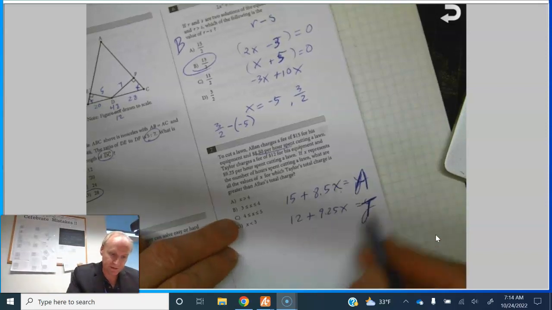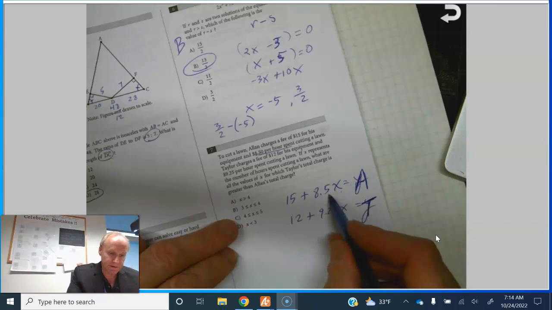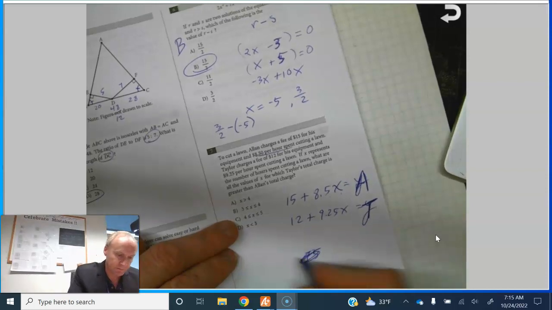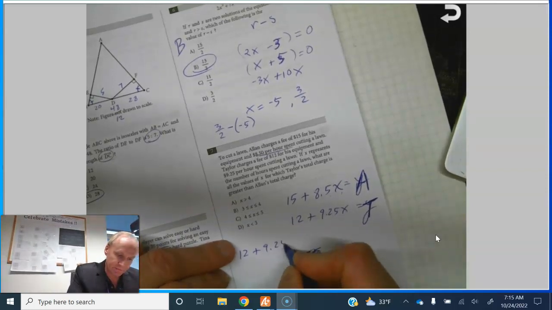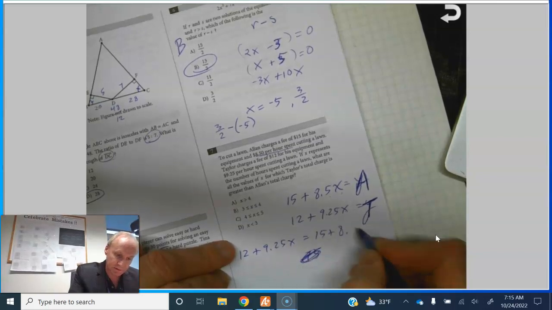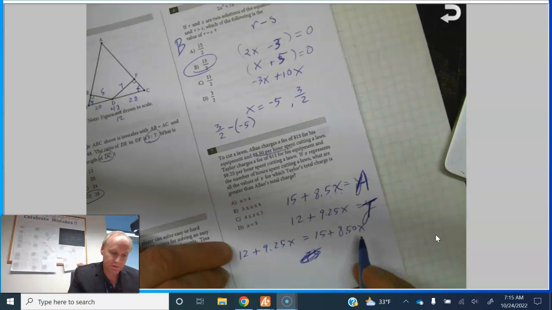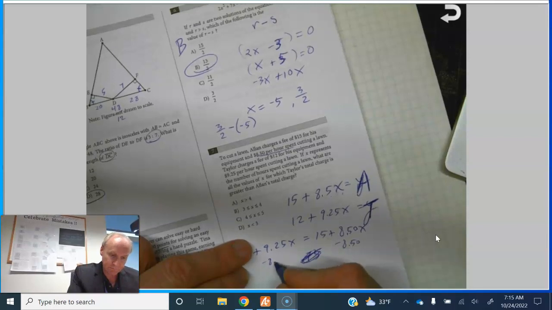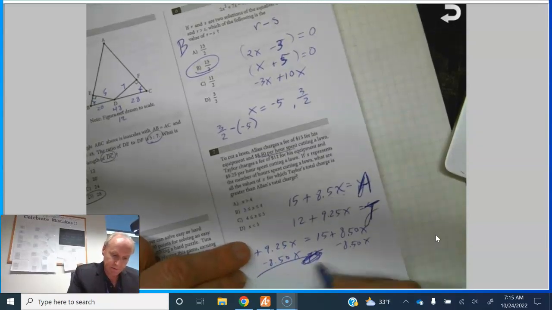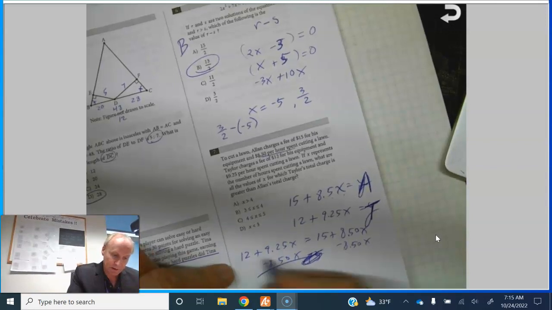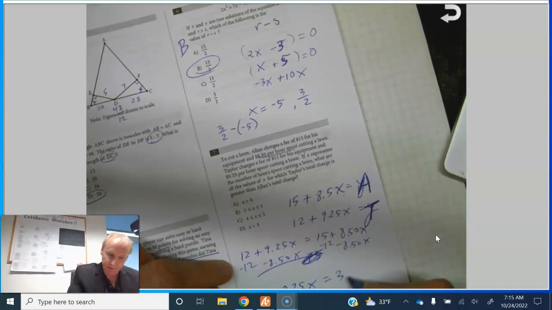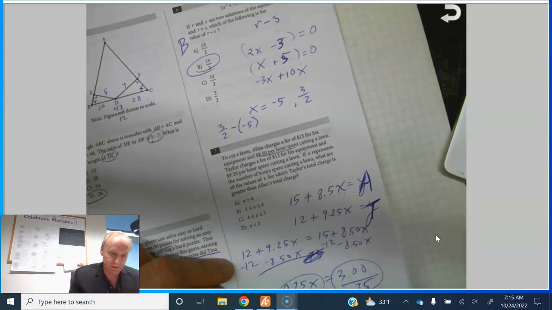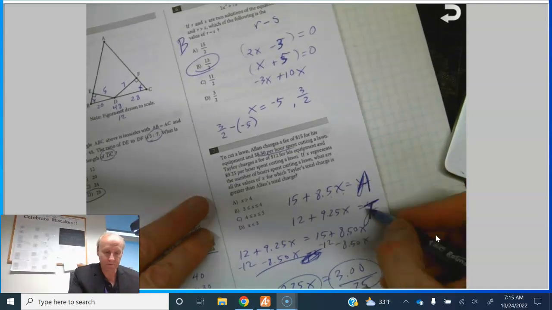So we set these equal to each other, and when you do that, you get the difference between the prices is 75 cents. That's 12 plus 9.25x is equal to 15 plus 8.50x. And what we're going to do is subtract the 12 and subtract the 8.50x. Subtracting the 8.50x gives you the 75 cents times x. I'm going to subtract the 12 at the same time, and I get $3. And we're going to divide by 75 cents, and that means at 4 hours is the difference. So at 4 hours is what we call the break-even point.